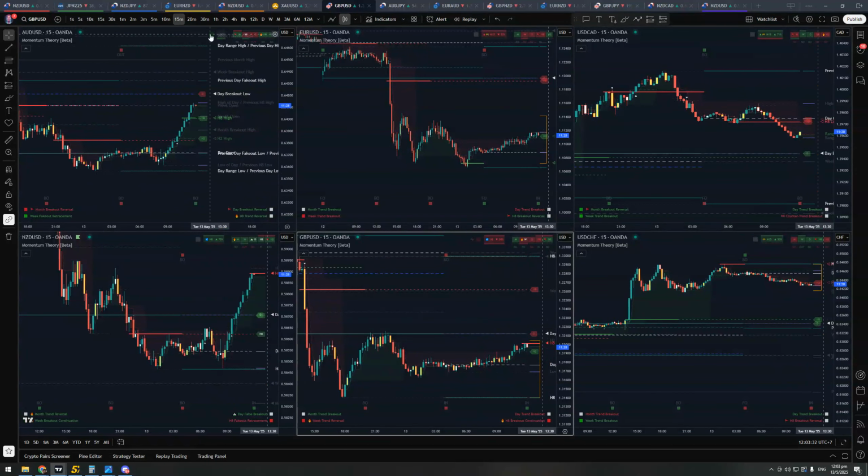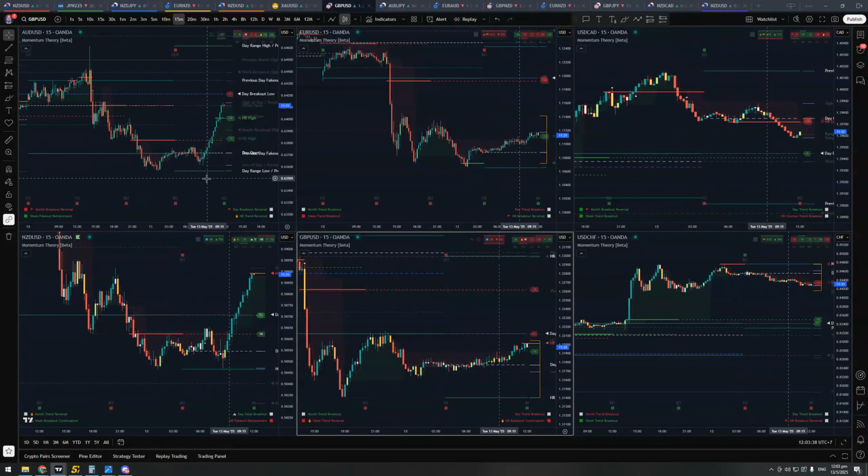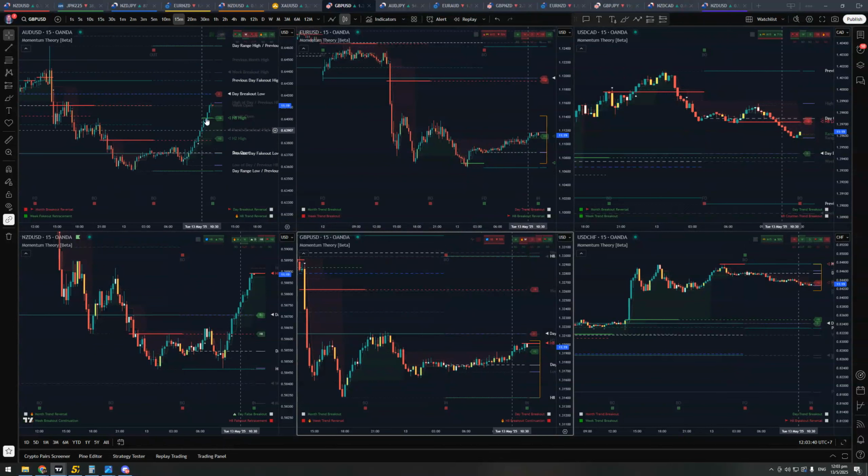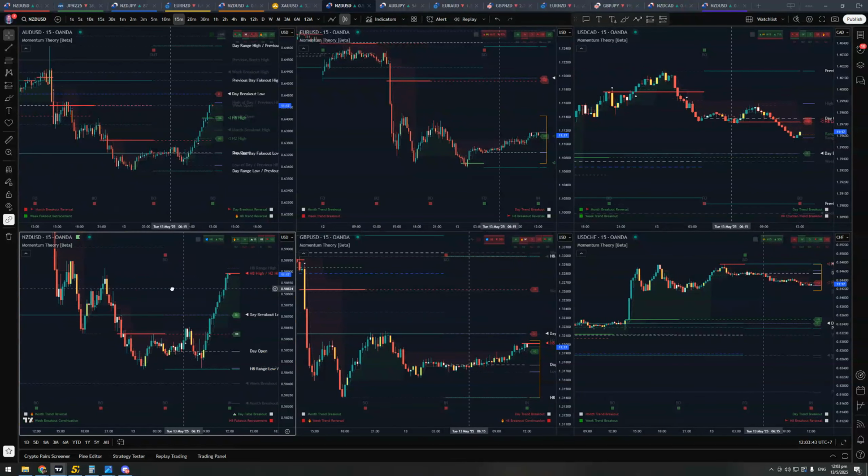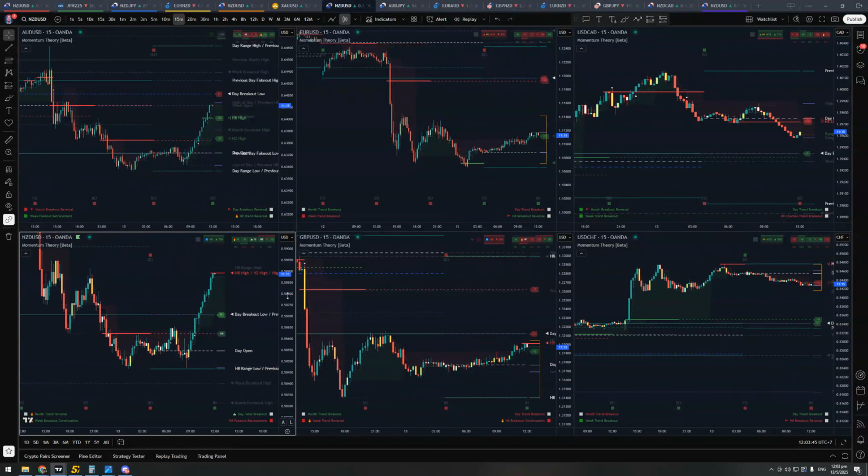We're in a big range here on the daily. Day range high, day range low. It's an outside bar, did not trigger that low. So this would have been a little bit difficult for me to take. I thought NZDUSD was the cleaner one.